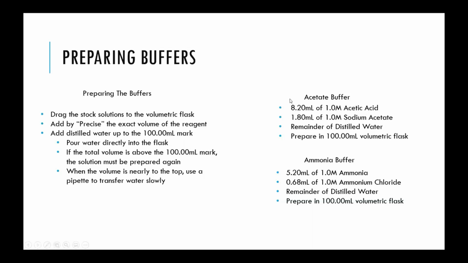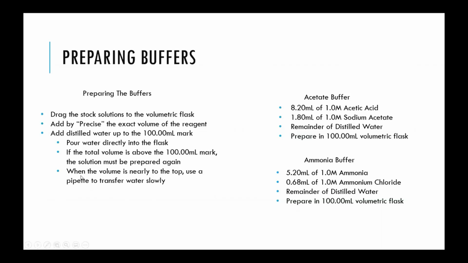So in the case of the acid buffer, in both of these, you're preparing 100 milliliters total volume. So in the acetate buffer, you'll pour in 8.20 milliliters of 1 molar acetic acid, 1.80 milliliters of sodium acetate, and then fill that up to the mark with distilled water. And you'll do the same for the ammonia buffer.